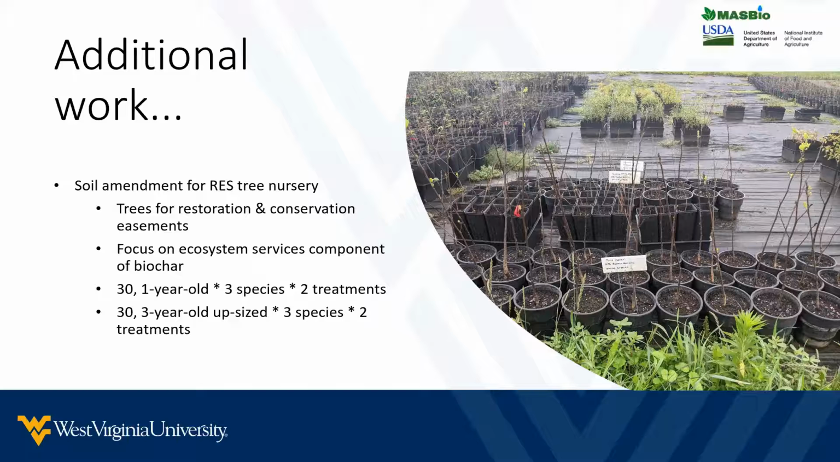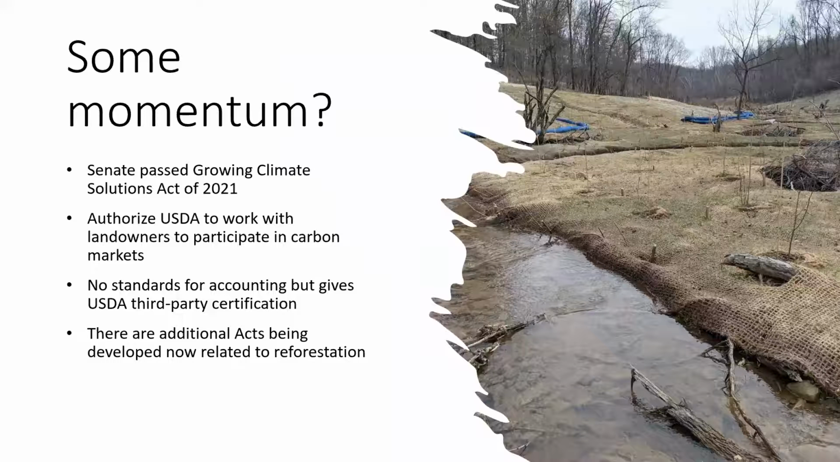Great. So momentum, moving into this, right? If we look at some of the carbon offsets, obviously there's a lot of opportunities in this side. Currently it seems recently the Senate passed, I think it was in June, the Growing Climate Solutions Act of 2021. And this was part of that whole area of soil carbon, being able to incentivize landowners to participate in carbon markets, authorize the USDA to do this work. It didn't really give any standards for accounting, but gave the USDA third-party certification rights.